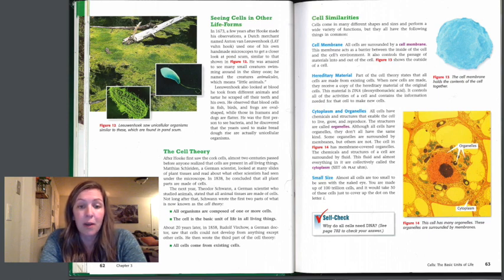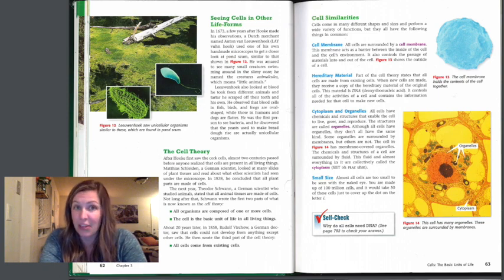Not long after that, Schwann wrote the first 2 parts of what is now known as cell theory. All organisms are composed of one or more cells. The cell is the basic unit of life in all living things. About 20 years later, in 1858, Rudolf Virchow, a German doctor, saw that cells could not develop from anything except other cells. He then wrote the 3rd part of the cell theory. All cells come from existing cells.